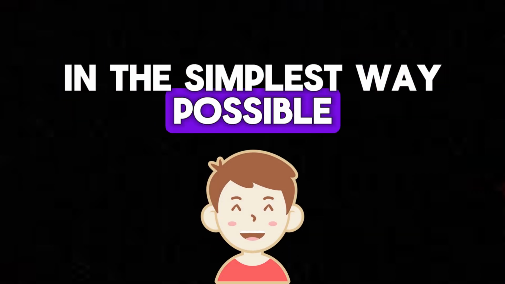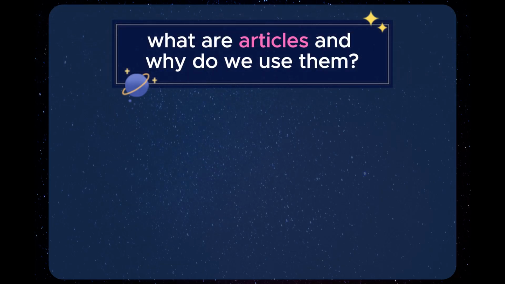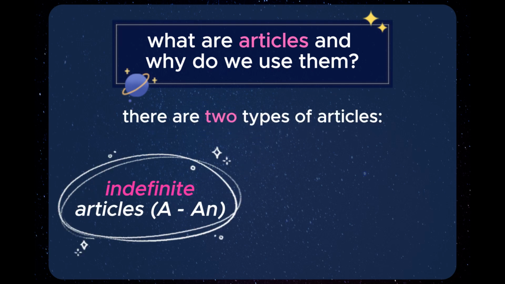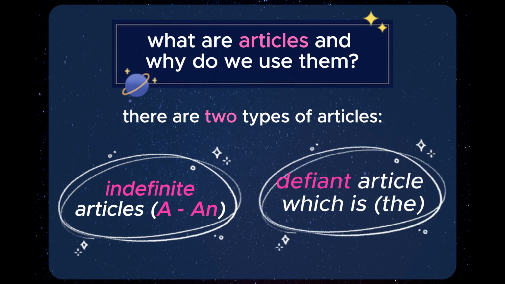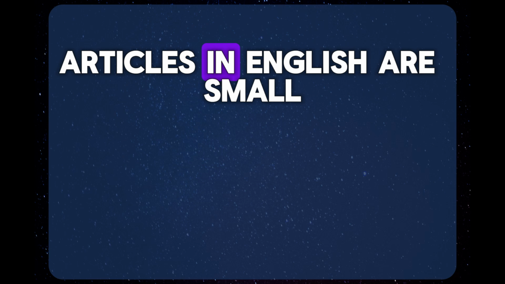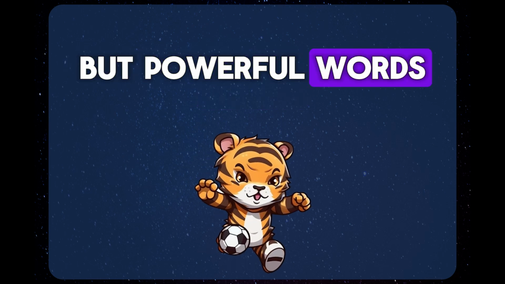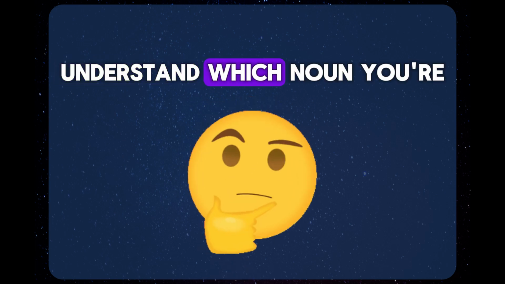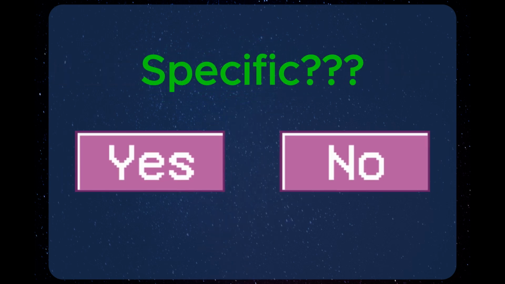Let's start with the lesson and break it down in the simplest way possible. What are articles and why do we use them? There are two types of articles. One, indefinite articles, a, an. Two, definite article, which is the. Articles in English are small but powerful words that come before nouns. They help the listener or reader understand which noun you're talking about, and if it is something specific or not.